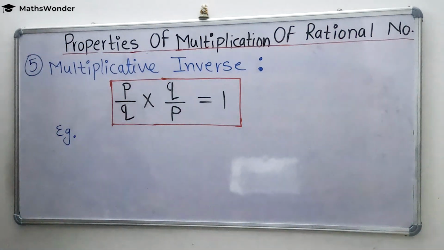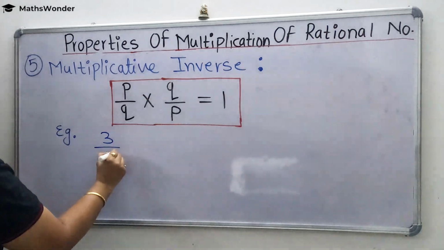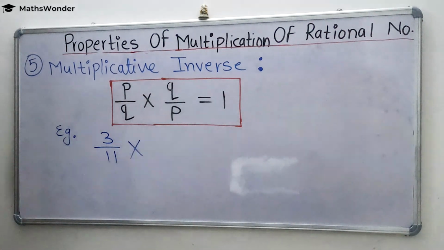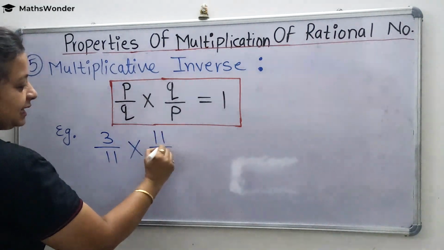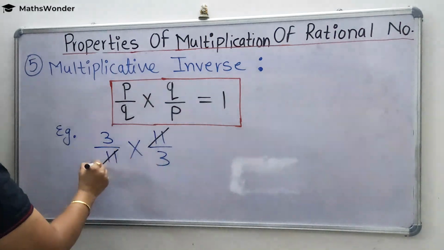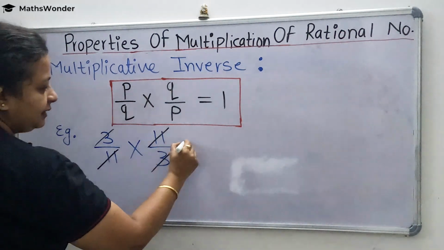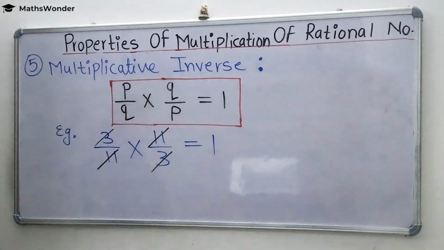For example, take it directly in the rational number. So 3 over 11, right? What is the reciprocal of 3 over 11? 11 over 3. Correct. So when you multiply 11 over 3, you will simplify it. 11 will cancel, 3 will cancel. Simplify it, we'll get 1, right?